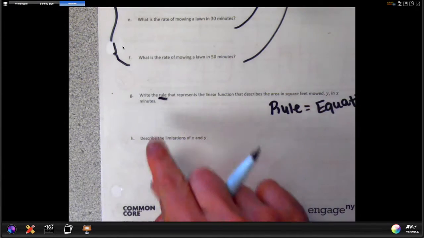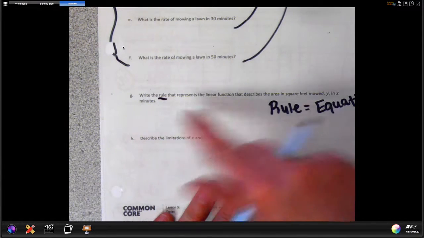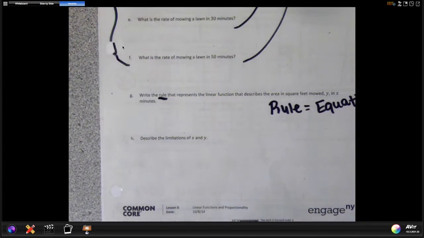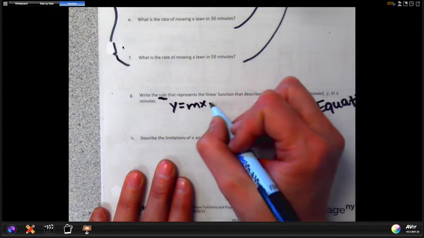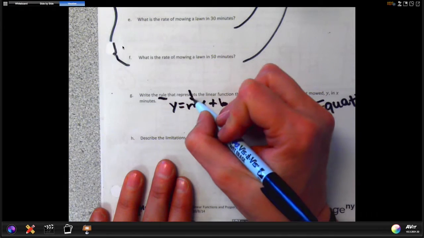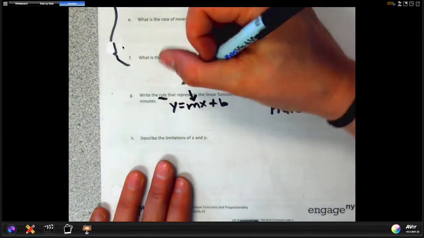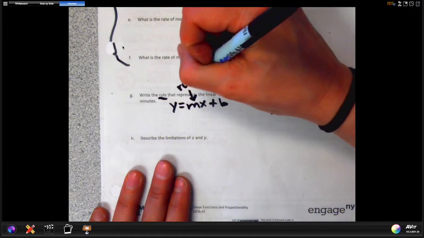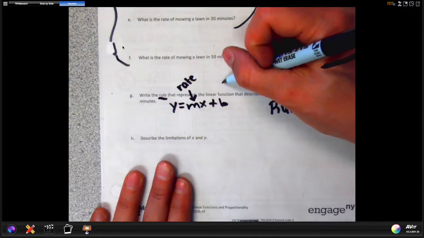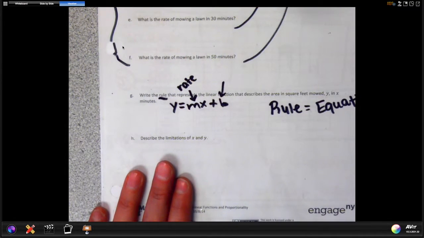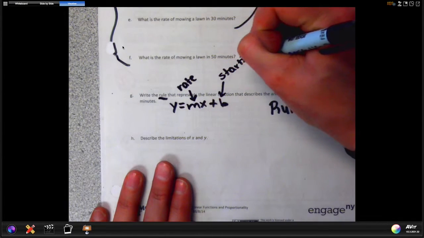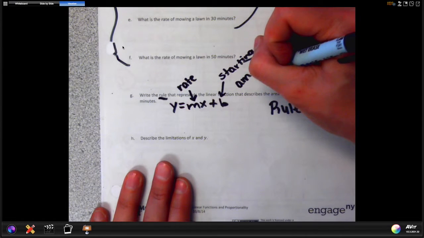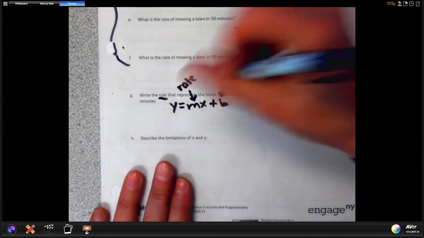Okay, so this really, we could say, write the equation that represents this linear function. And if you recall, when we write equations, we've been using this format, y equals mx plus b, where m was our slope. Another word for slope is rate or unit rate. And b was our y-intercept. Well, another way to describe y-intercept is by starting amount.